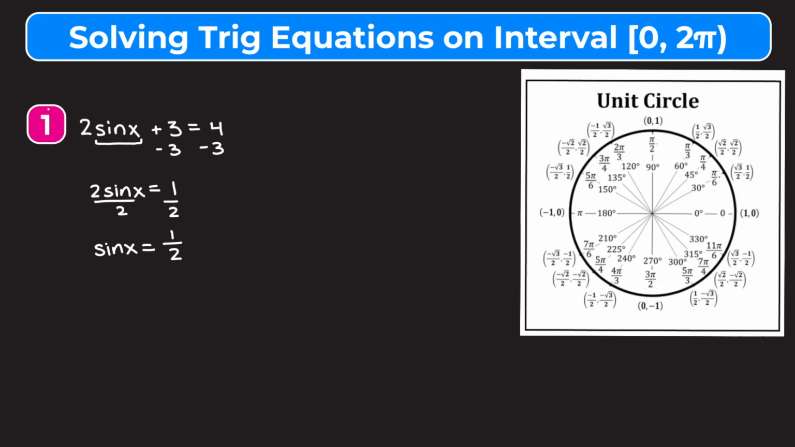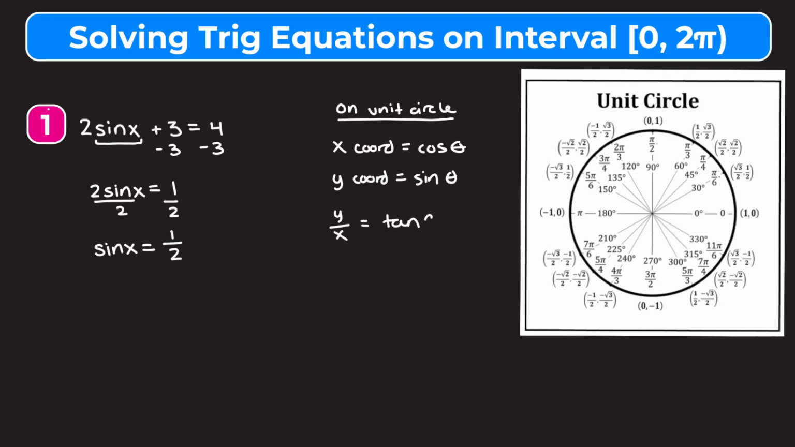So now we're basically trying to figure out where the sine of x is equal to 1/2 on our unit circle. And remember that on the unit circle, our x-coordinate is equal to the cosine of our angle. Our y-coordinate is equal to the sine of our angle. And y over x is equal to the tangent of our angle. So this is going to be useful for these problems.